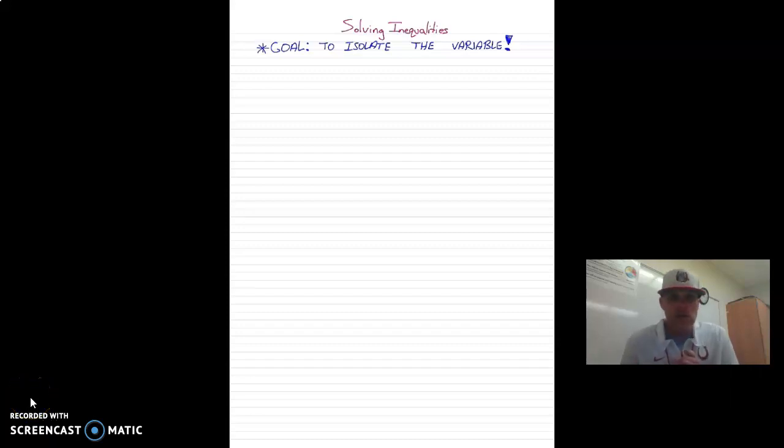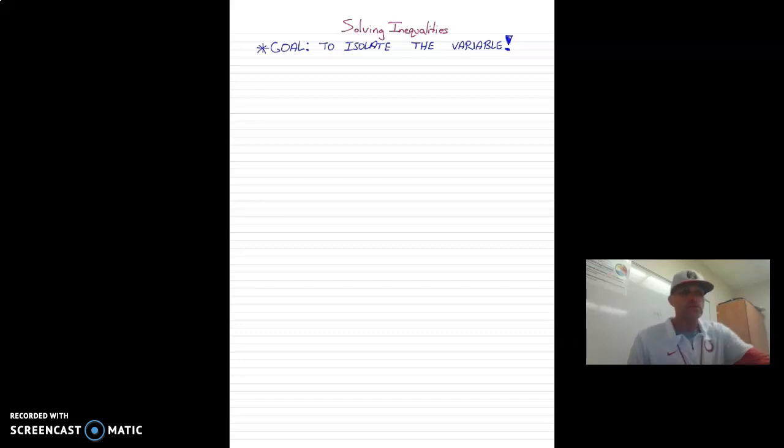All right, so solving inequalities is the same thing as solving equations. The only difference is an equation has an equal sign. An inequality has a less than, greater than, less than or equal to, or greater than or equal to sign, also known as an inequality sign. So the solving is no different. The only thing that's different is we have to graph it. Sometimes we have to flip the sign, but we won't get to that just yet.